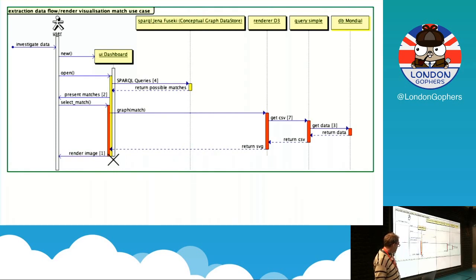This is a sequence diagram. It actually shows how the whole process works and how you get from the dashboard. When you click on the dashboard, it runs a match, comes back with the possible matches, presents it on the left. You then choose a graph. It then goes and gets the CSV data from the database. It provides it to the D3 microservice, which in return gives the image and puts it on the screen.